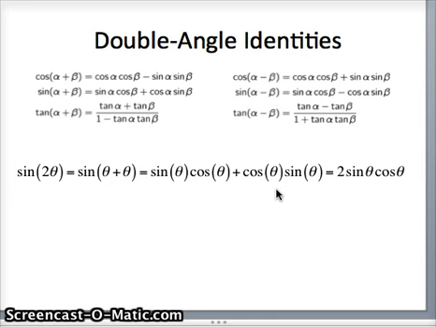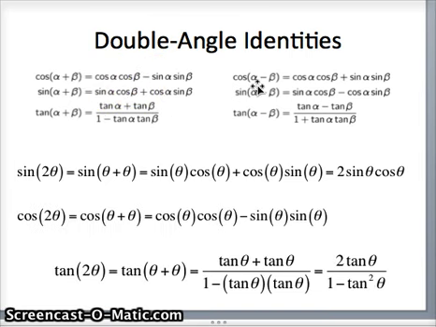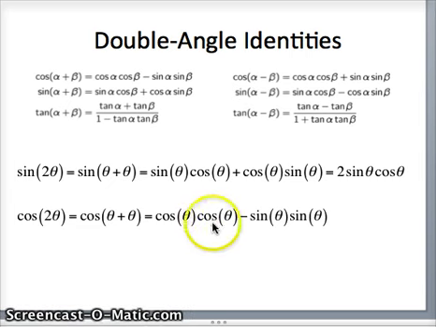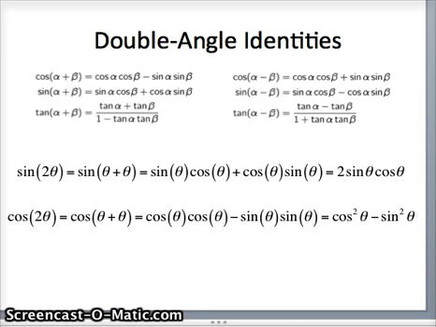Now how about cos of theta plus theta? Which rule are we going to use there? So cos of theta plus theta would be here. Replace this alpha with theta, replace that beta with theta. So we're going to get cos 2 theta is cos of theta plus theta, which will give me cos theta cos theta minus sine theta sine theta. And what is that going to give me? Let me go ahead and make a slight change here. So cos theta cos theta minus sine theta sine theta is just cos squared theta minus sine squared theta. And that's our double angle for cosine.